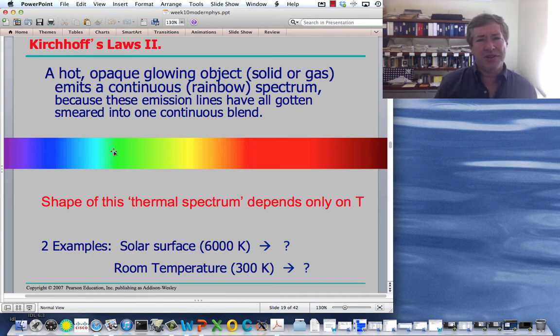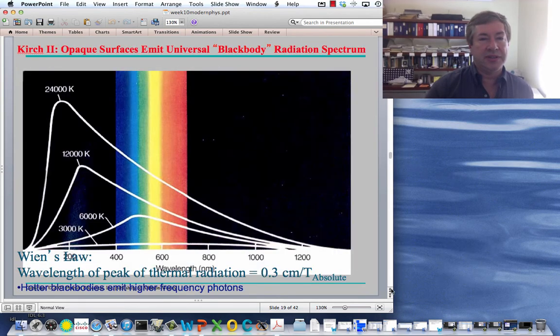Just the opposite of the situation I had before with emission lines. It doesn't matter at all what it's made of. Every opaque object will give you this universal emission, a certain number of watts per square meter, but at different frequencies depending on the temperature. Let's look and see in a little more detail. What is the temperature dependence?